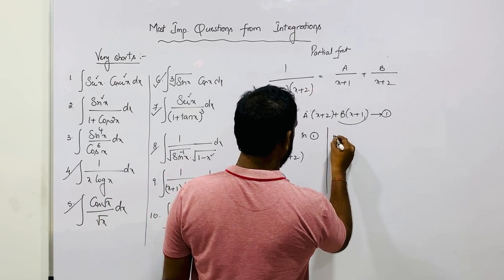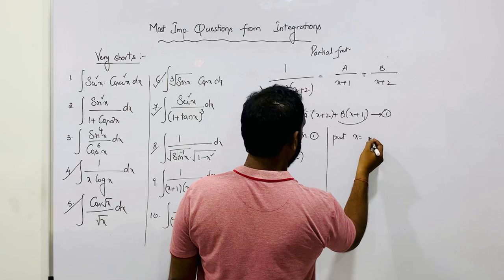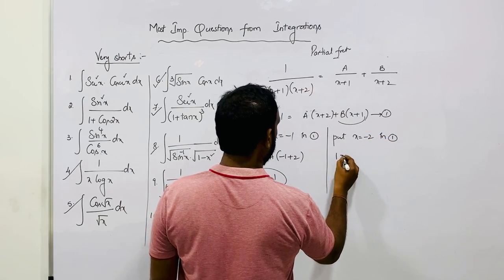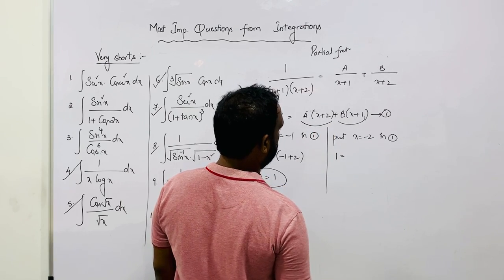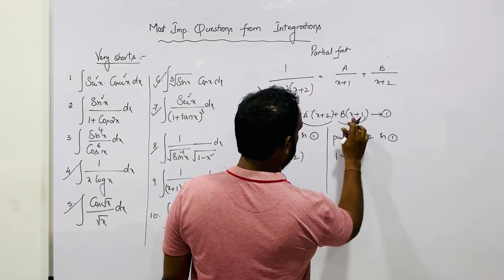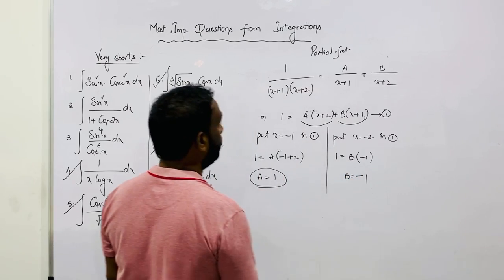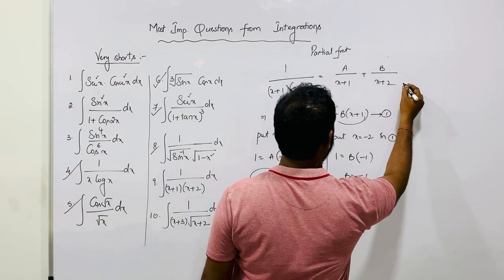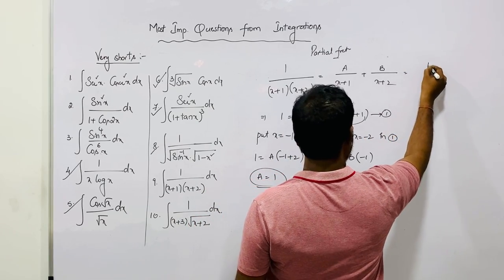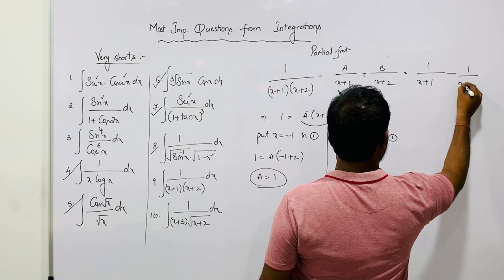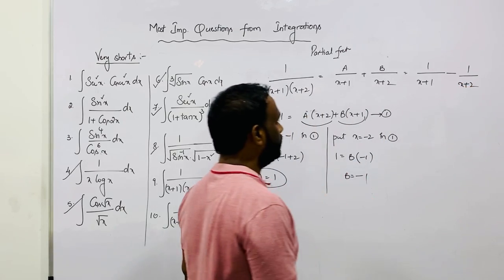Now the second trial and error, that is take x is equal to minus 2 in 1. Then 1 is equal to, this part becomes 0 now, b into minus 2 plus 1 is minus 1. So the value of b is minus 1. Hence the given partial fraction can be written as 1 by x plus 1 minus 1 by x plus 2.